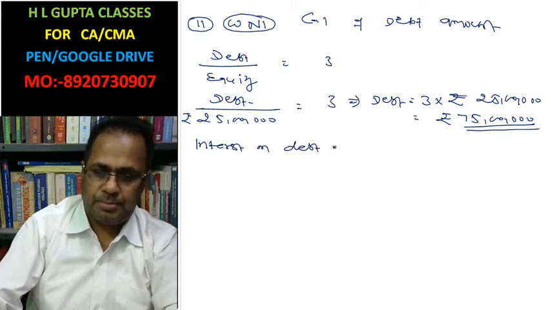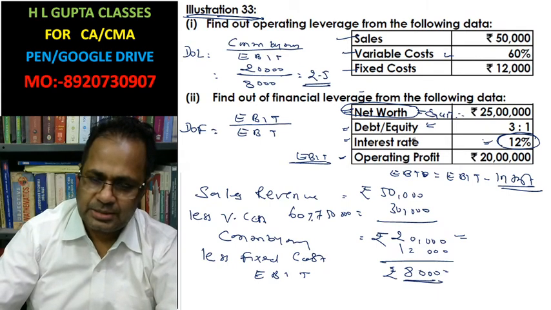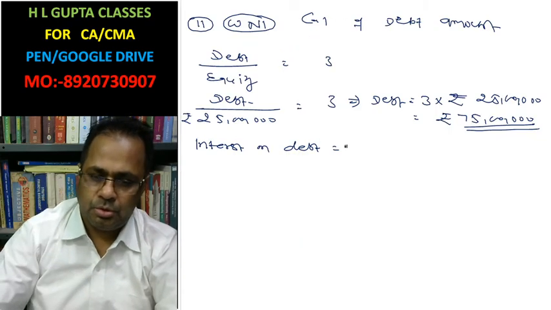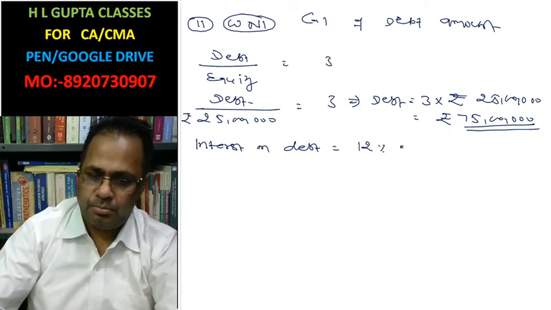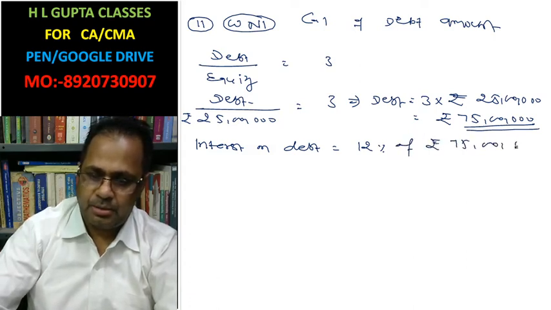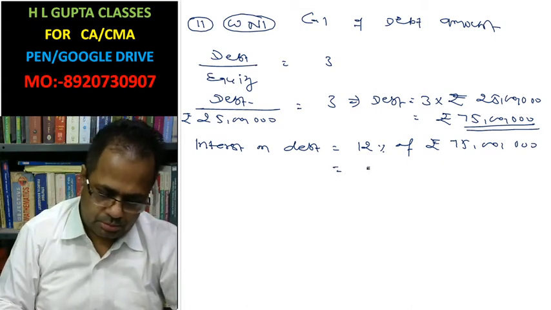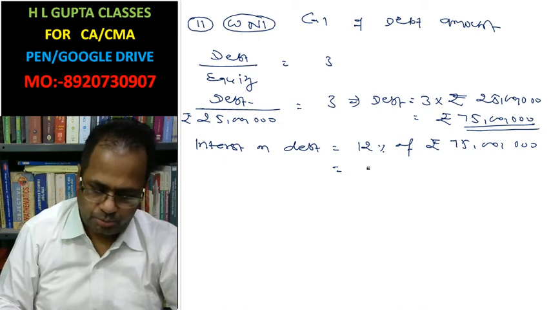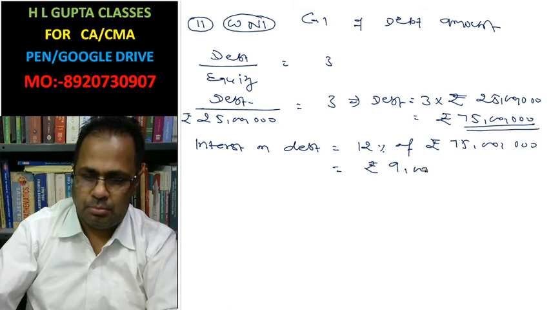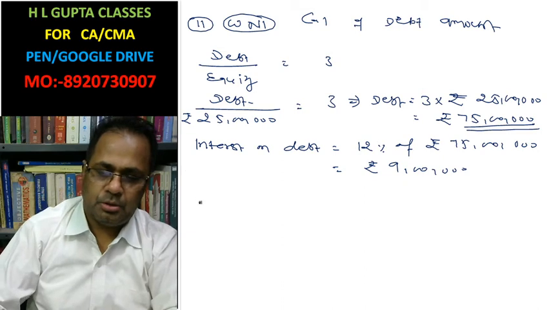That is interest on debt. Look here. Interest rate is given, 12%. Now 12% of rupees 75 lakh, that is 75 lakh into 0.12, which is rupees 9 lakh. Interest is 9 lakh.